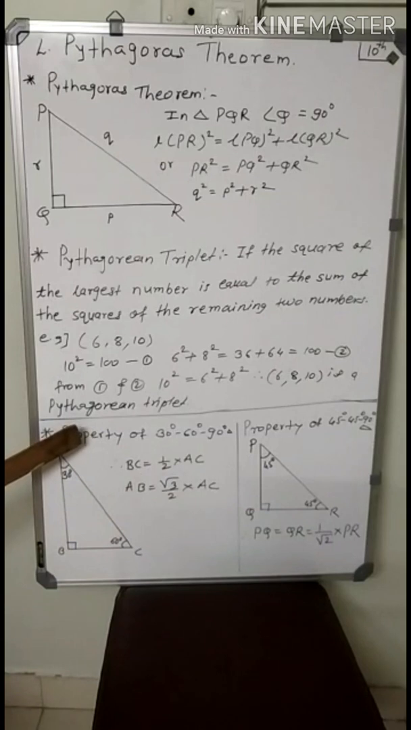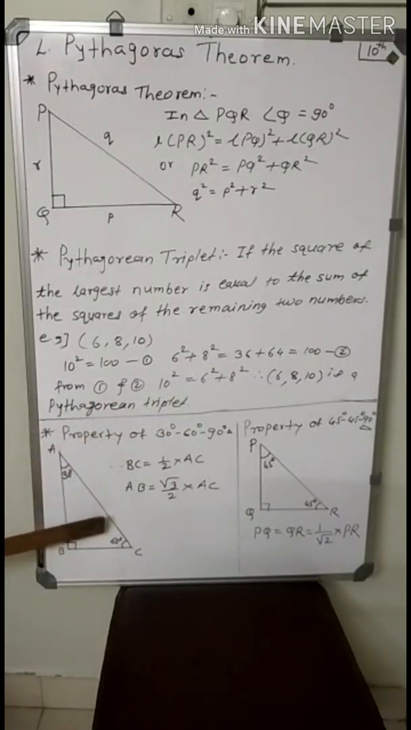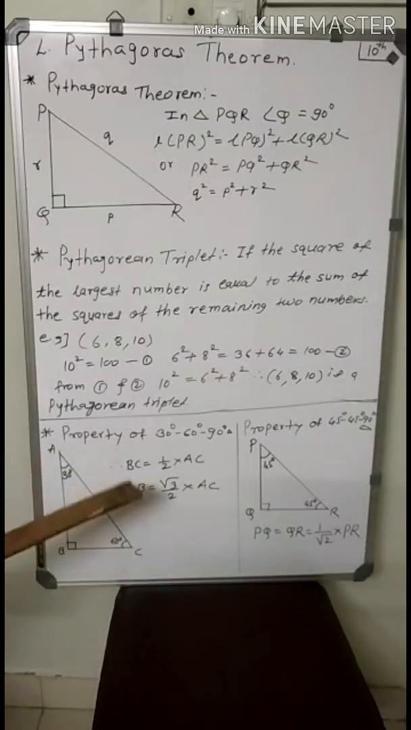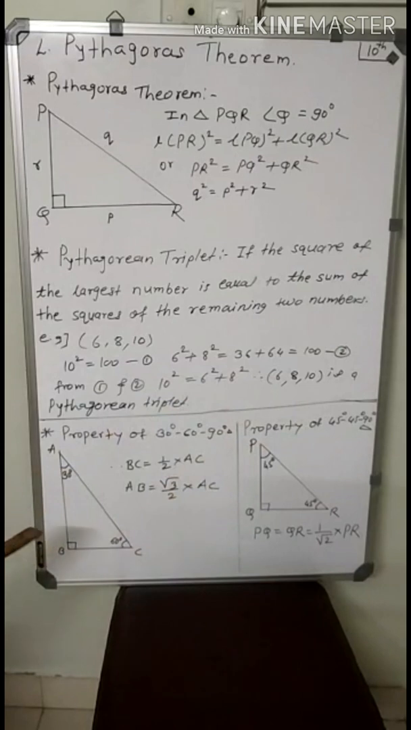If the measures of angles of a triangle are 30 degrees, 60 degrees and 90 degrees, then the side opposite to 30 degrees is half of the hypotenuse and the side opposite to 60 degrees is root 3 by 2 of the hypotenuse. This is called the property of 30, 60, 90 degree triangles, and some sums are asked on this property also. Now next property is the property of 45, 45, 90 degree triangle.